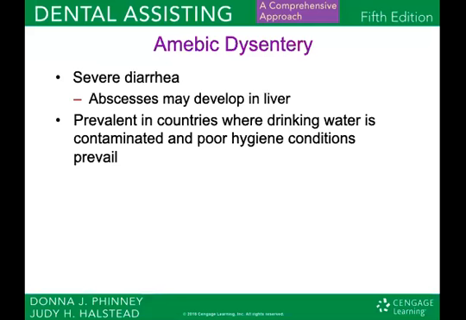Amoebic dysentery is an infection caused by the microorganism Entamoeba histolytica. In order to effectively kill the parasite, drug treatment is necessary. And amoebic dysentery can cause severe diarrhea and can even cause abscesses that develop in the liver. This is usually prevalent in countries where drinking water is contaminated and poor hygiene conditions prevail.